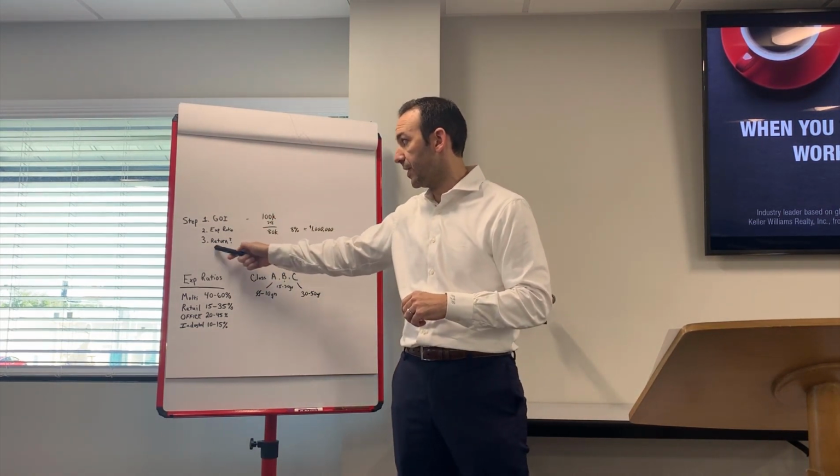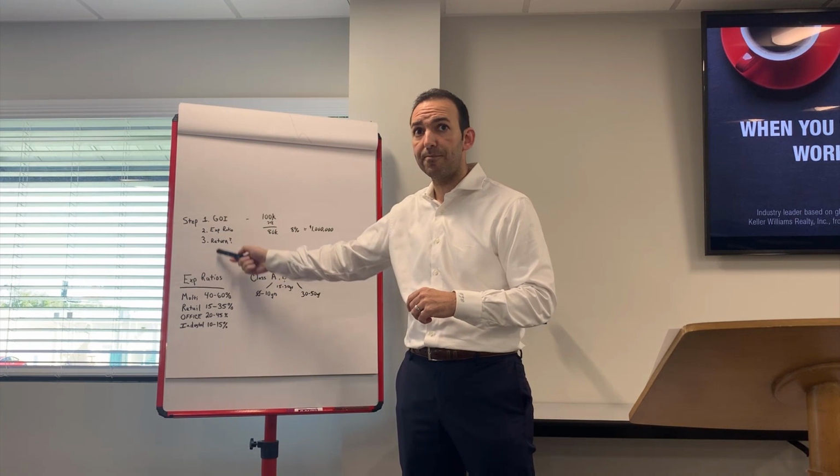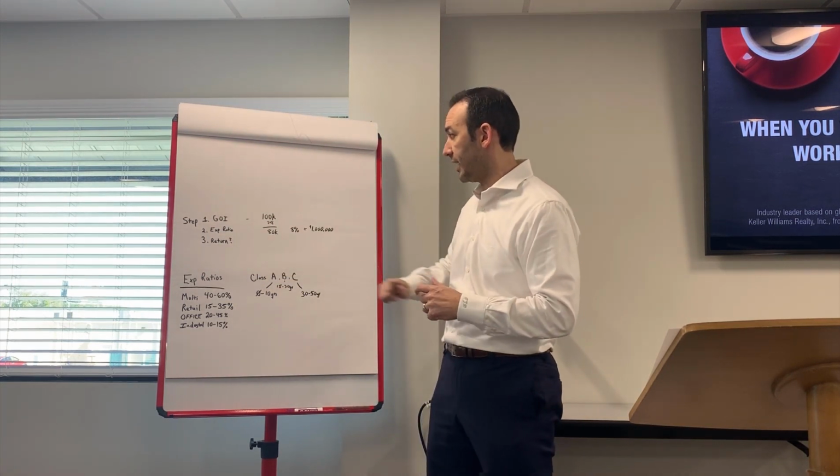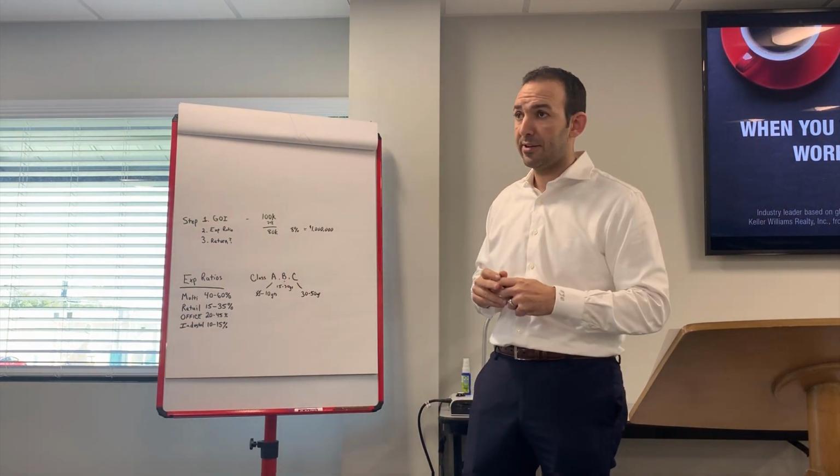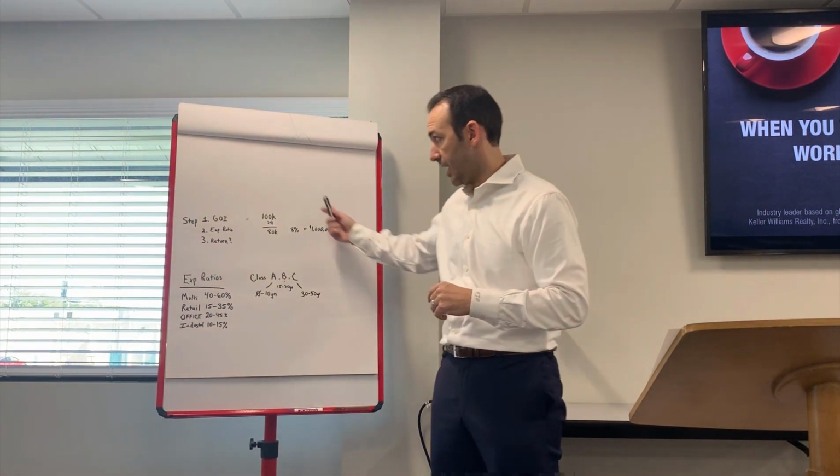And then the third thing we need is to figure out what return you want. So if your investor tells you, look, I need to have 6 or 7% return, and I've got whatever amount of money to spend, that's kind of how you work backwards.